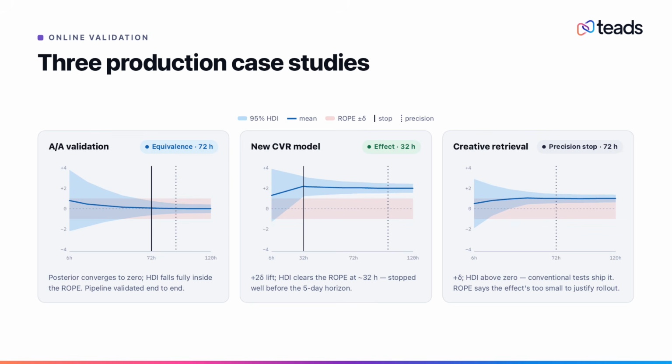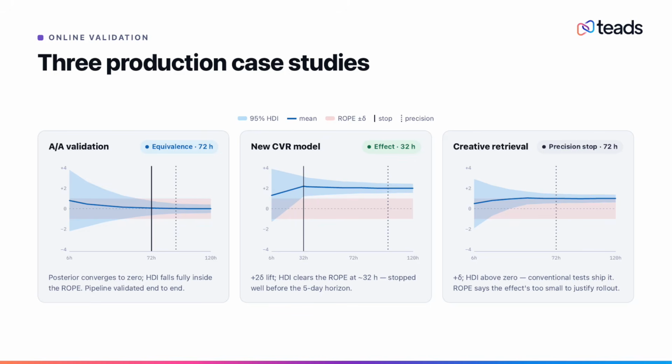We also validated the framework online with 3 production case studies. The figures shown here are simplified to highlight the key findings. The full results are reported in the paper. First, an AA validation. The posterior converges to 0, and the HDI falls fully inside the ROPE at 72 hours. This validates the pipeline end-to-end.